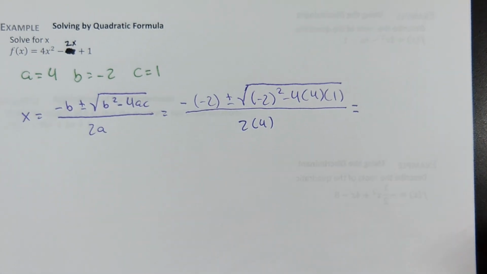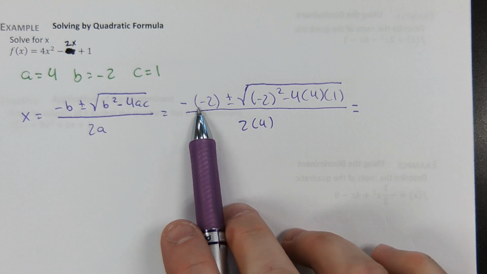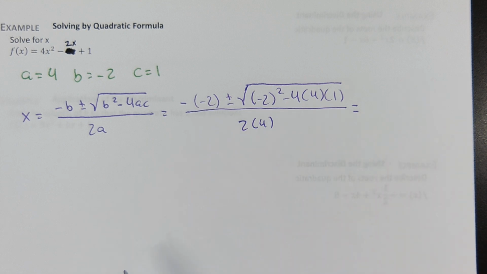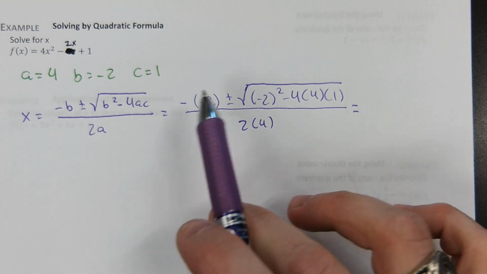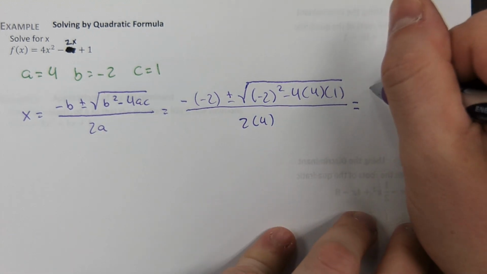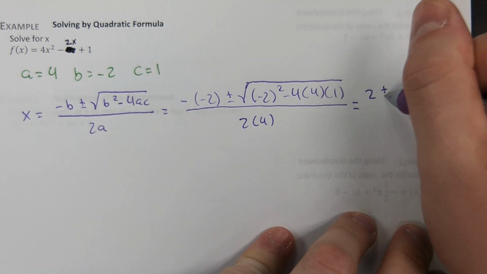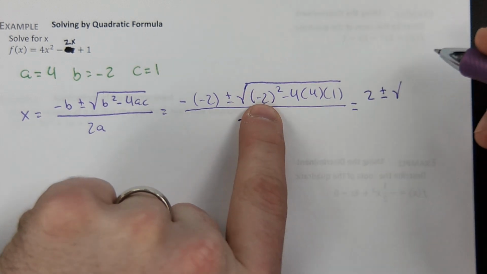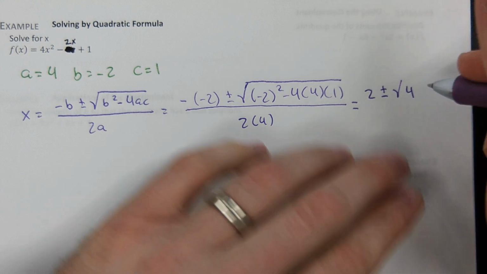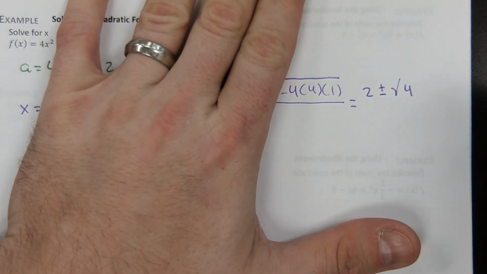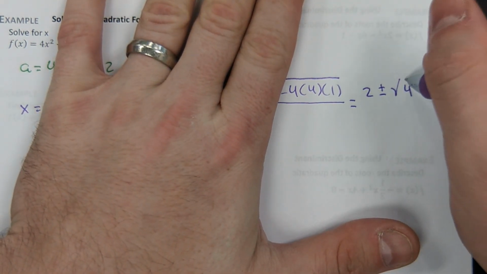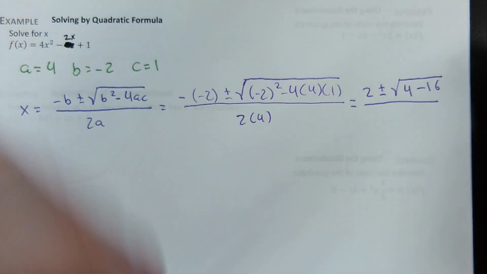So like I said, please trust your math abilities a little bit before you touch a calculator, please. And you notice that I'm using parentheses anytime I substitute. I hope by now you're in that habit. Please do that. You're less likely to make double negative mistakes if you do it that way. Anyway, minus negative 2, negative 2 is positive 2, plus or minus square root of negative 2 times negative 2 is positive 4, and that says negative 4 times 1, which is negative 16. Still over 8.